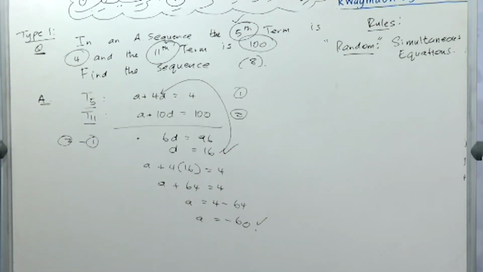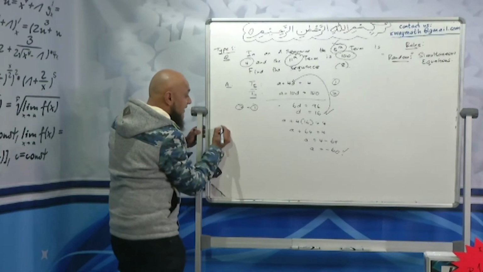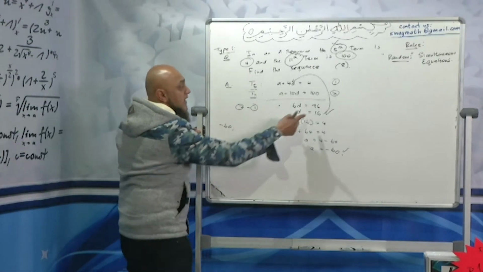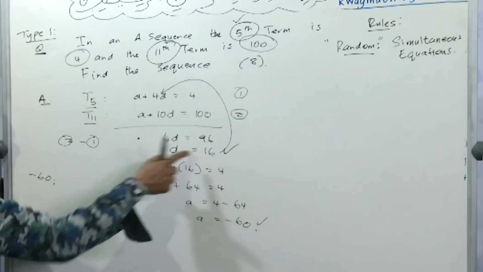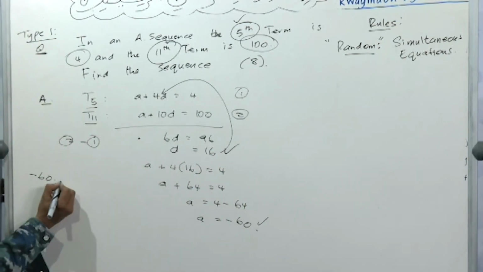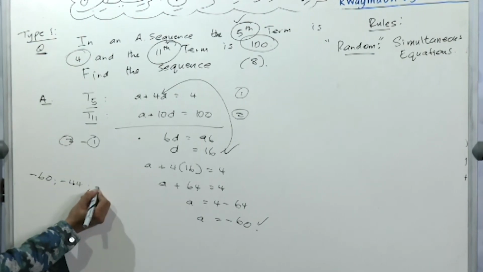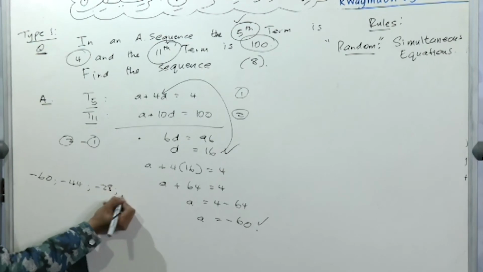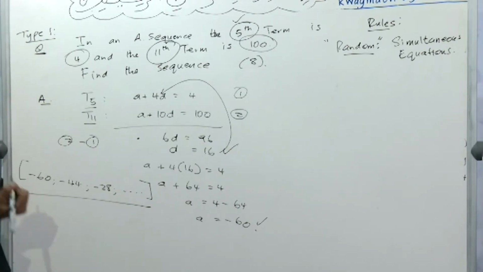Now that we've got A and D, what was the question? Find the sequence. If A is minus 60, then plus 16. Remember, your first term plus your common difference. So minus 60 plus 16 is minus 44. Minus 44 plus 16 is minus 28. You just need to put your first 3 terms and that's fine. And there we go, that's your sequence. You'll get yourself 6 to 8 marks, boys and girls, for finding the sequence.